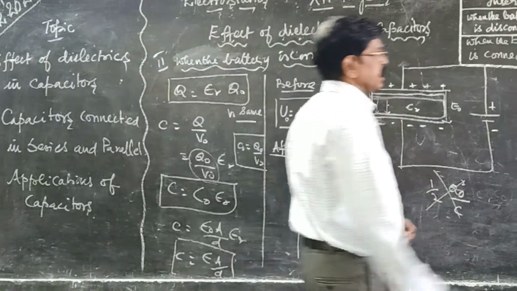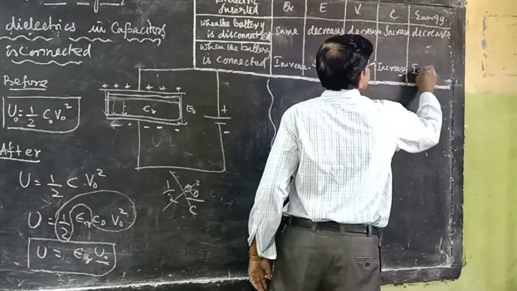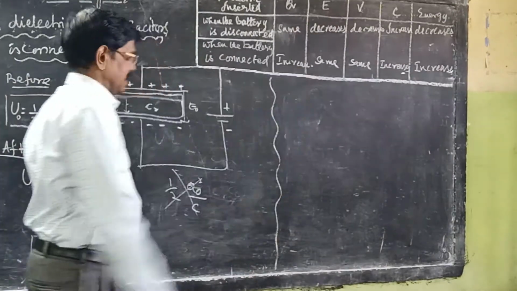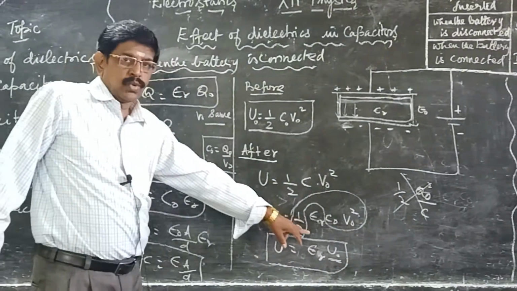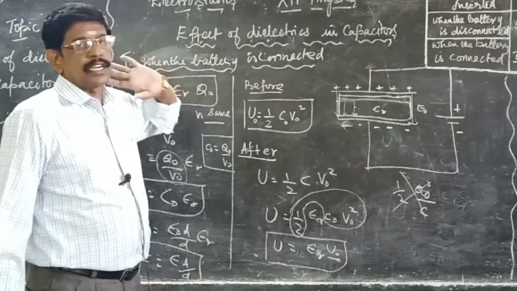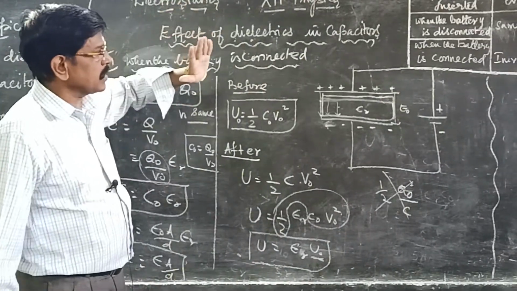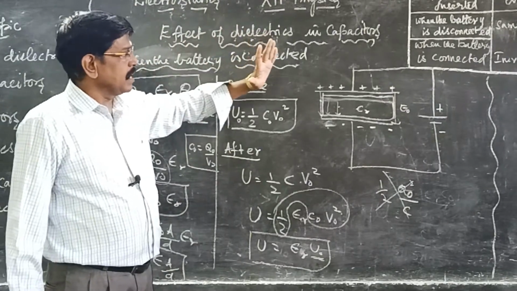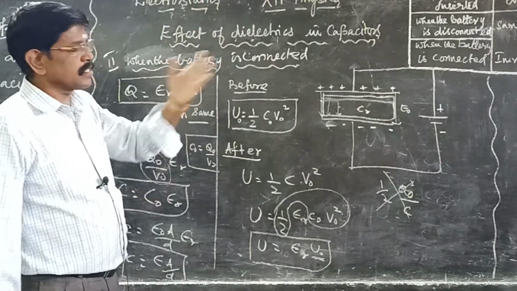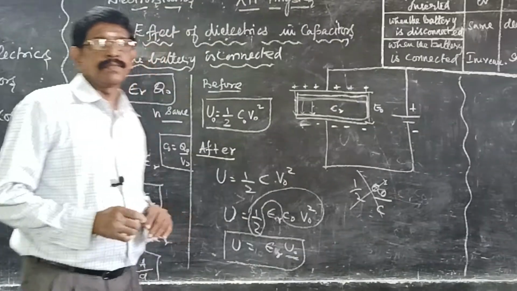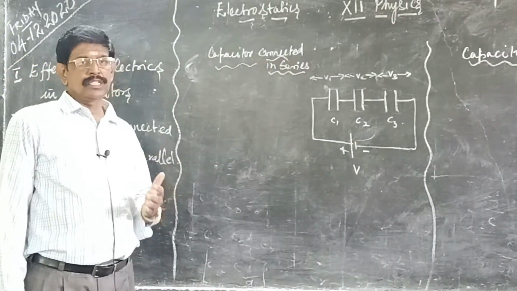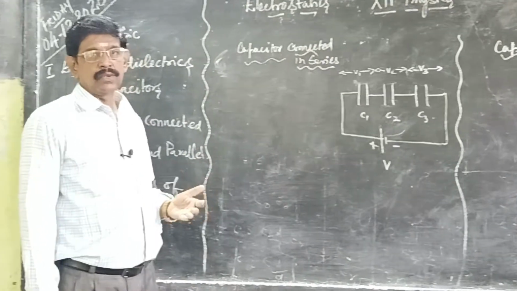Now we can fill this in: the energy increases. So in the first case, energy decreases; in this case, epsilon r times the original energy, the energy increases. So these are the conclusions. Before, when the battery is disconnected, that is the answer. When it is always connected, the capacitance increases, and the energy also increases. We saw what happens to the capacitance value and energy when a dielectric is introduced.